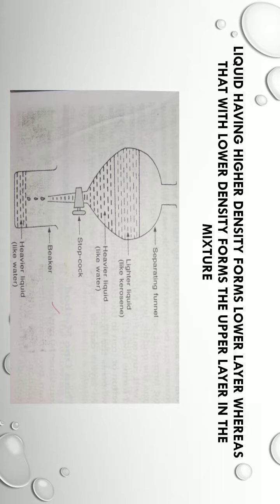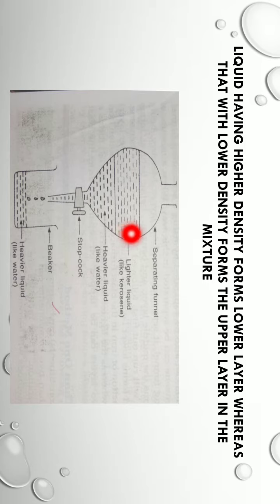The liquid having higher density, or the heavier liquid, forms the lower layer, whereas the liquid with lower density, or the lighter liquid, forms the upper layer when they are mixed together to form a mixture. And you can see in the given diagram, this is the separating funnel.